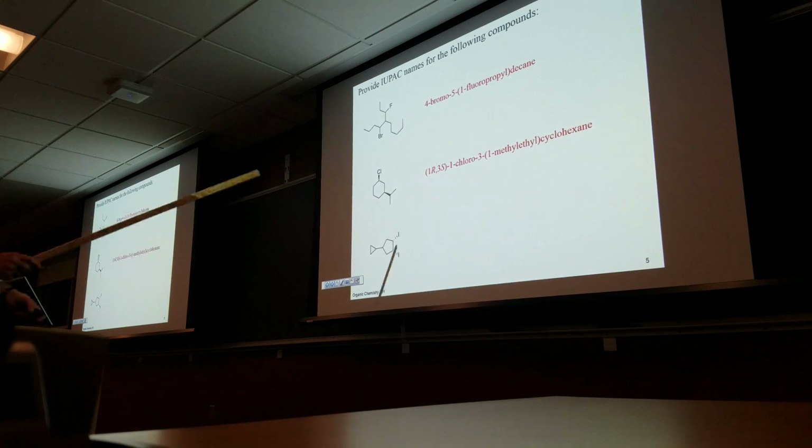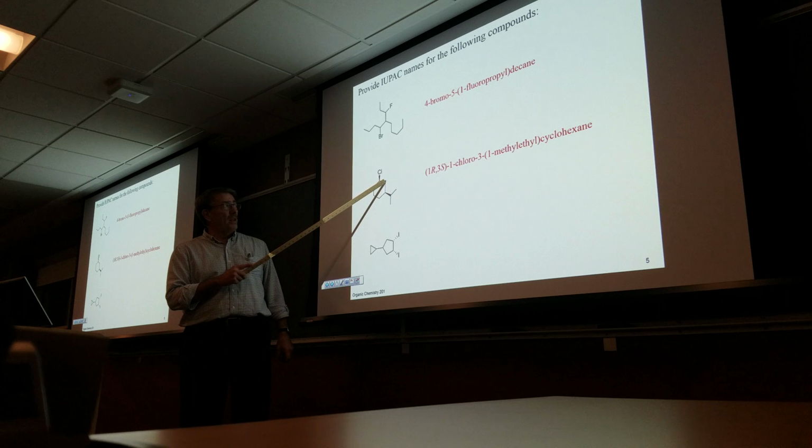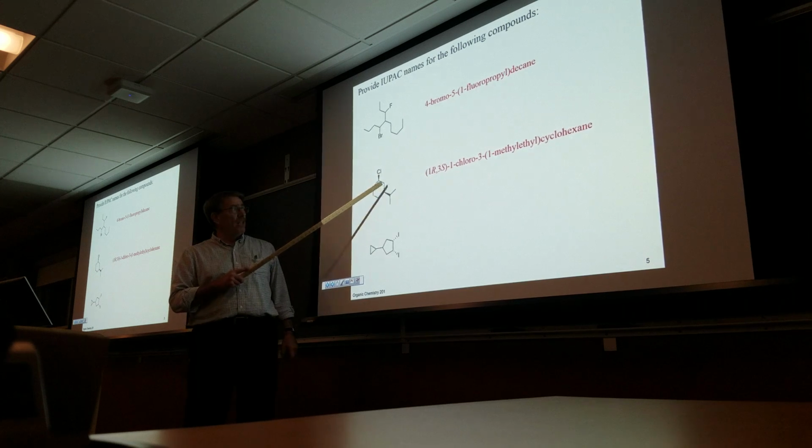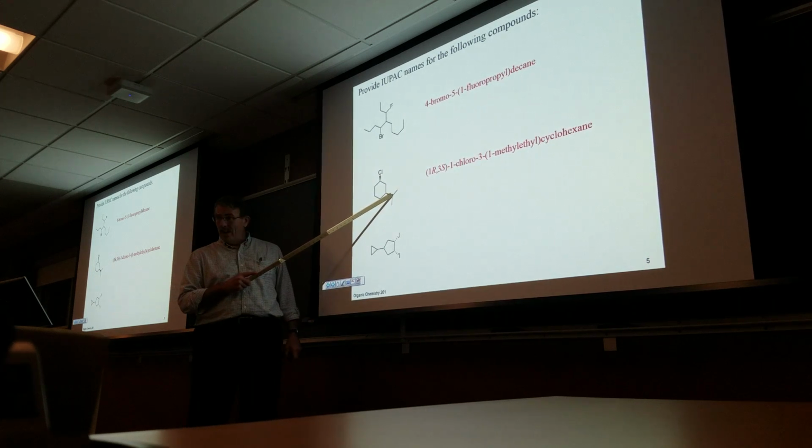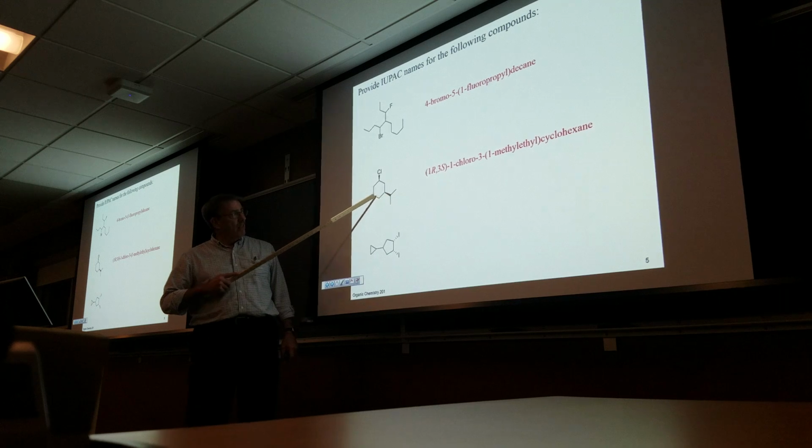Because it's got to have 4 bonds to each one of these carbons here. So there's got to be 2 hydrogens here. There's got to be 1 here. There's got to be 1 here. There's got to be 1 here. 3, 3, 2, 2, 2.